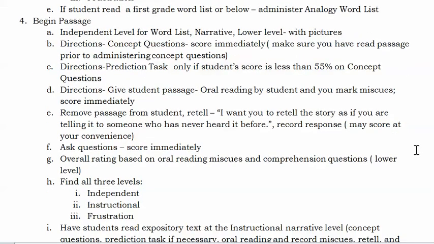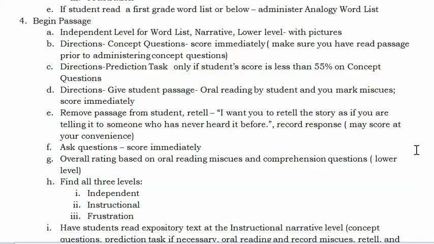I use their independent level word list. So whatever they scored independent level on that word list, and so say their independent word list was 1st grade, I find a narrative passage with pictures at the 1st grade level. I read the directions for the concept questions. I score it immediately. You have to have read the passage to be able to score the concept questions. So make sure you've read the passage, then administer the concept questions.